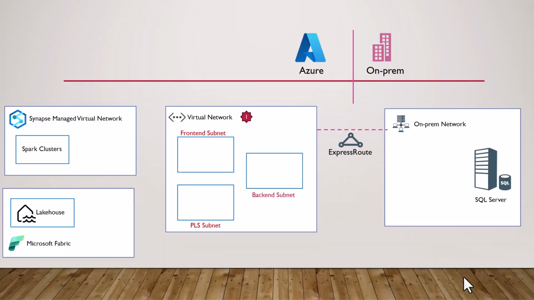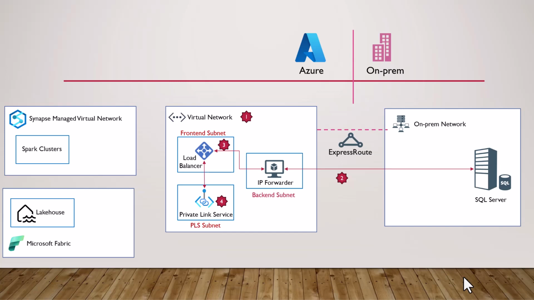Loading from on-prem to Fabric with Spark is going to be a 5-step process. Step 1, we are going to create 3 different subnets in our virtual network. Step 2, we are going to put up an IP forwarder in our backend subnet to talk to our SQL Server. Step 3, we are going to put a load balancer in the front-end subnet. And step 4, we are going to put a private link service in our PLS subnet.